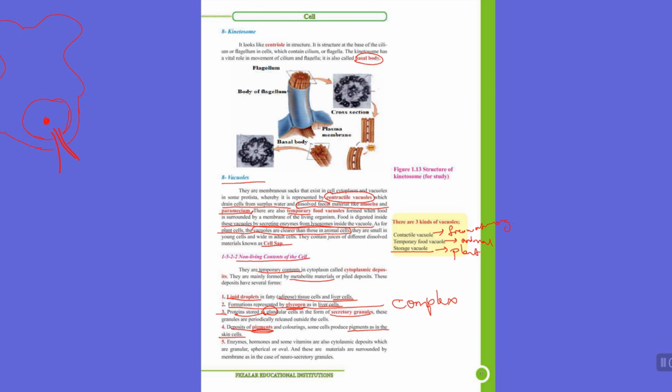Enzymes, hormones, and some vitamins are also cytoplasmic deposits, which are granular, spherical, or oval in shape. These materials are surrounded by membranes, as in the case of neurosecretory granules. We know neurons continuously secrete some materials out of the cell, mainly hormones, or some other body parts secrete enzymes, like the liver producing some kinds of vitamins.